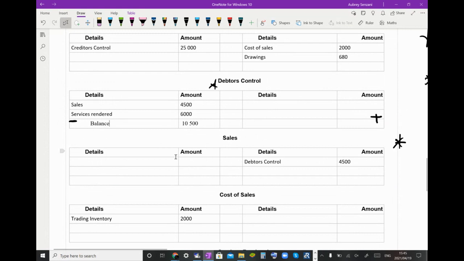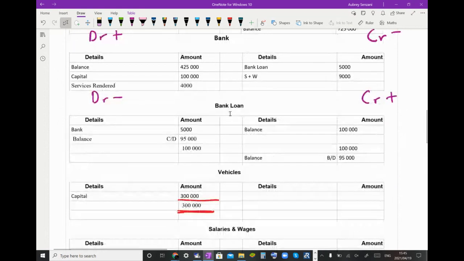Then we have a situation where there's an amount on the debit and the credit side, as you can see here in bank loan. When we have amounts both on the debit and the credit side, that's where we now need to say, which side is bigger? So we look on the debit side, we have 5,000. We look on the credit side, we have 100,000. So the credit side is obviously bigger, which makes sense because bank loan is a liability. It increases on the credit side.